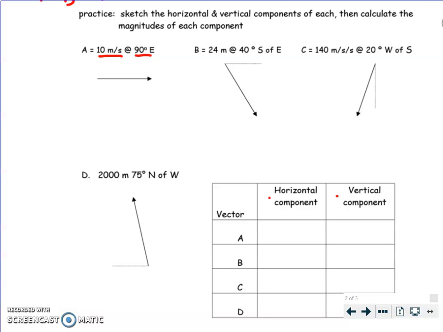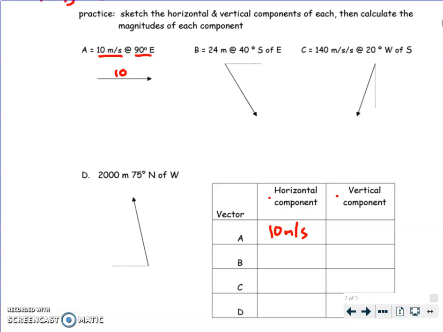I want to know how much of that is horizontal and how much of that is vertical. Well, if I look at that and I ask you what direction is that pointing, it's to the east, it's all horizontal. So I don't have to do any trig for that. I mean, that value is 10, right? That's just going to be 10 meters per second.